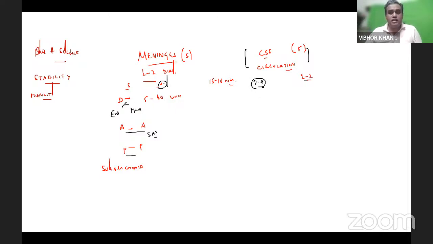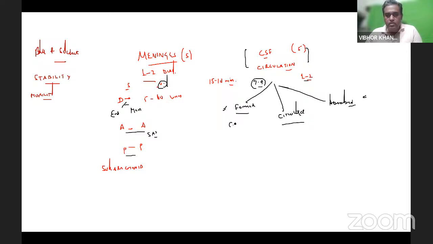So for CSF circulation, you can easily start with how the CSF is formed, and then how it is circulated, and finally how it is absorbed. Simple as that. These are the three things actually asked in this question. Though they ask only about circulation, it is common sense that you can also answer about the formation of CSF and how it is finally reabsorbed through the arachnoid villi.